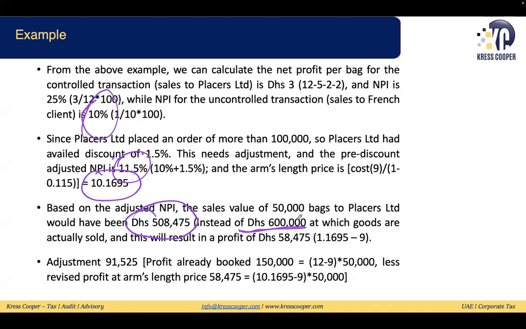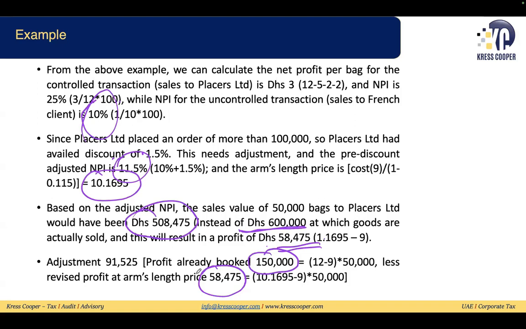The uncontrolled price for the 50,000 bags, keeping in view the same circumstances, the terms and conditions, and the comparable uncontrolled transaction, would have been 508,475, but the actual compromise price is 600,000. And the fair value profit is 58,475. So what should be the adjustment? Adjustment value should be 91,525. Basically, the profit already booked is 150,000, the actual profit based upon the fair market value price is 58,475. What is the difference? This difference is 91,525. Tax authorities will ask to make the adjustment in the profit.